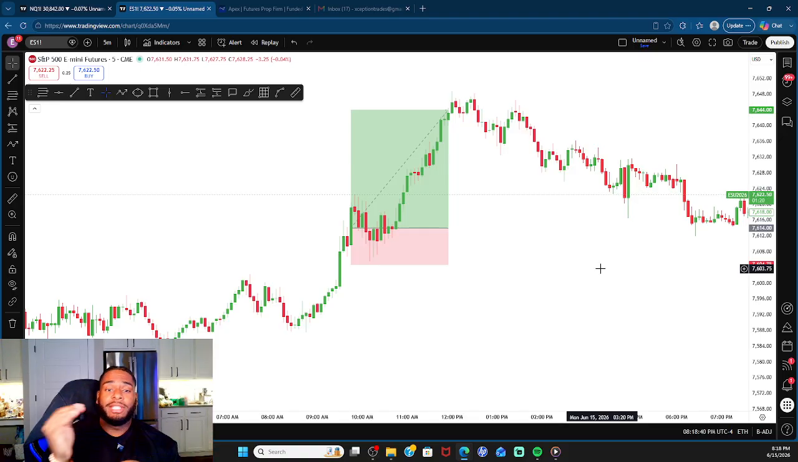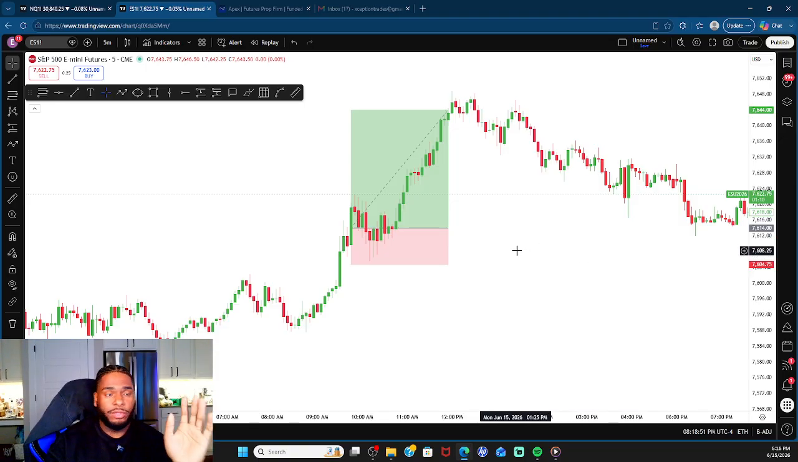Now, once you start stacking confluences, once A, B, C, D boxes are checked off, then that's fine, because you have more reasons to get in the trades. This is the simple. This is the basic. That's it.